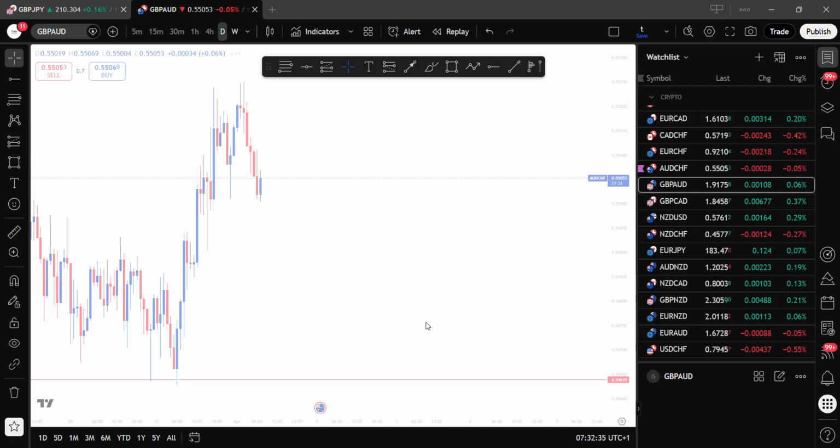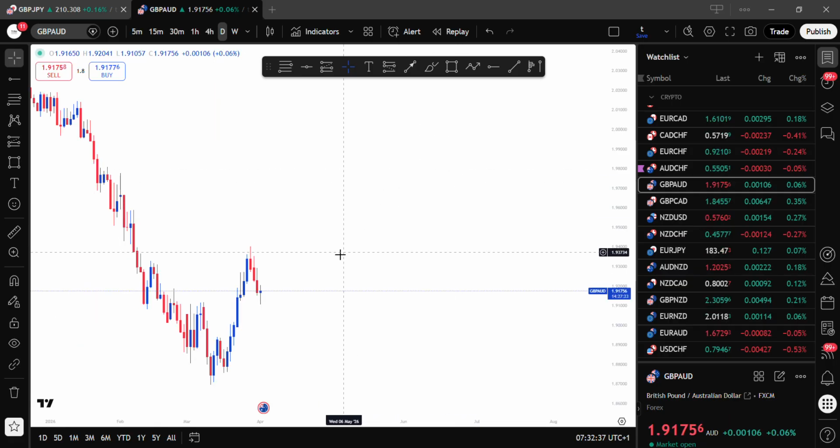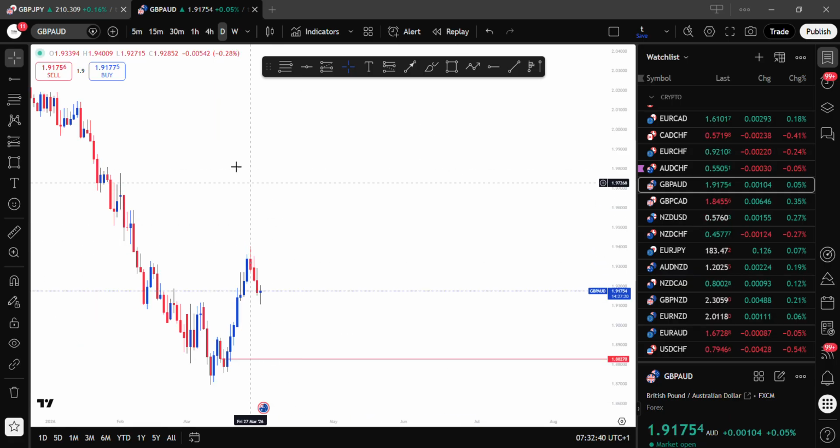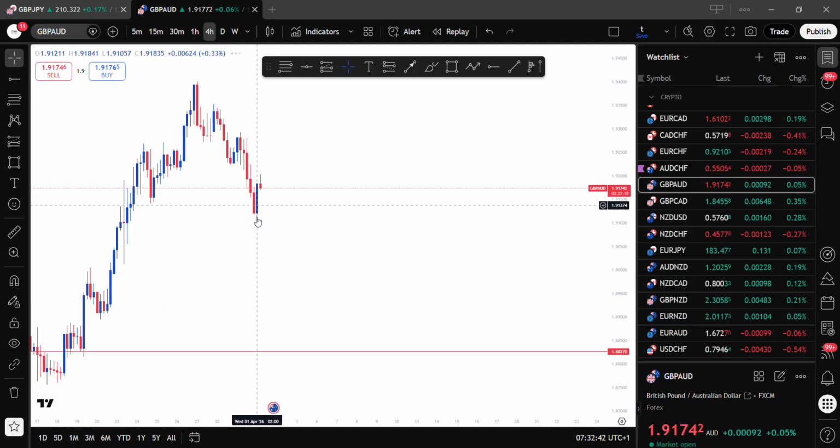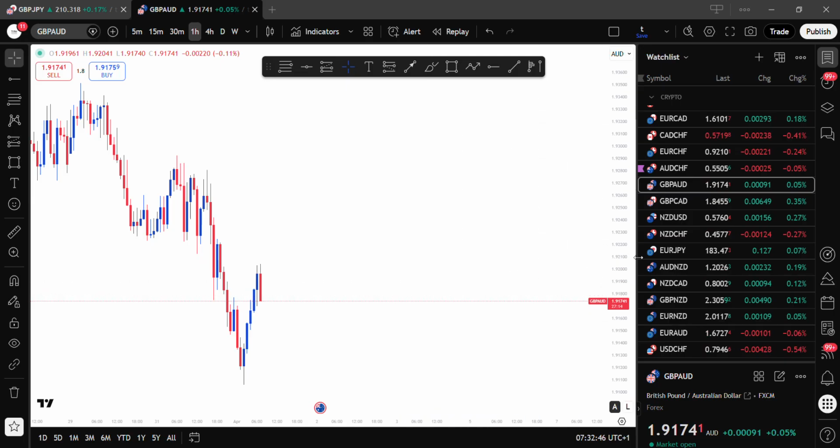On GBP AUD, as you can see, market has been buying the whole time on the daily time frame. On the 4 hours time frame, more buys are happening, but there is no entry. On the 1 hour as well, no entry.